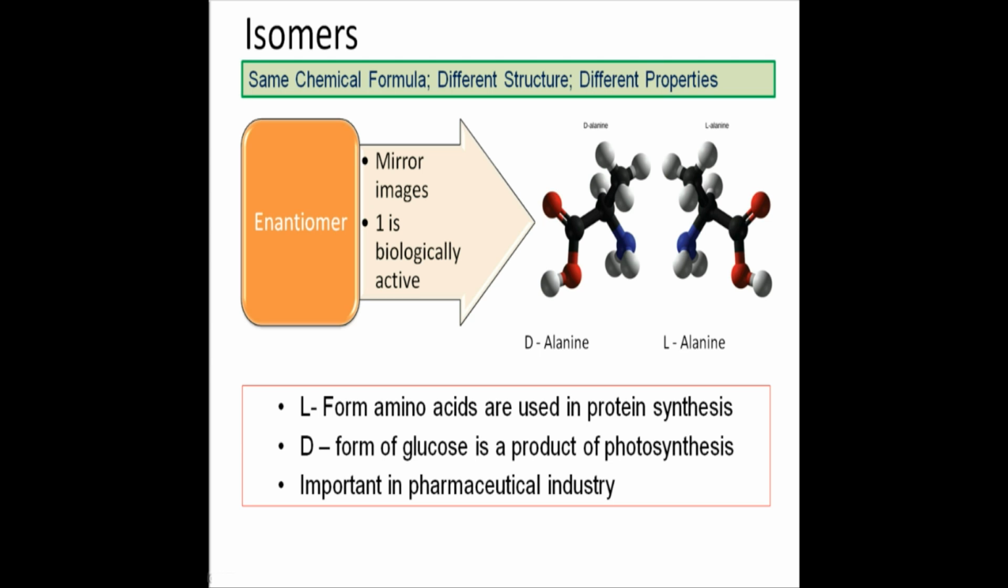For amino acids, that's going to be the L form. For sugars, that's going to be the D form. This plays a huge role in pharmaceutical companies' development of drugs. If they don't have the right image or the right enantiomer, then their product is not going to be biologically active. If they can purify the active isomer from the inactive, you get a drug that's way more effective.